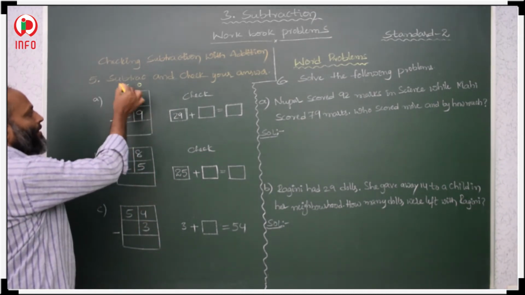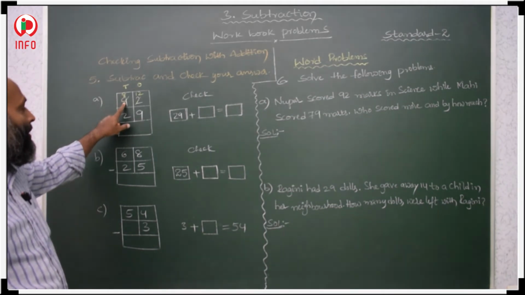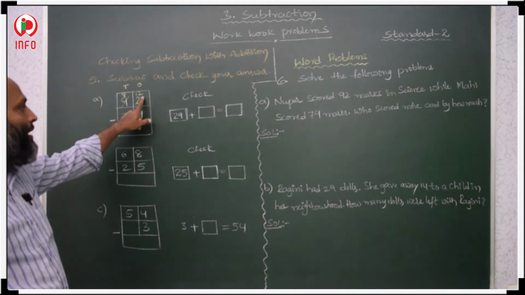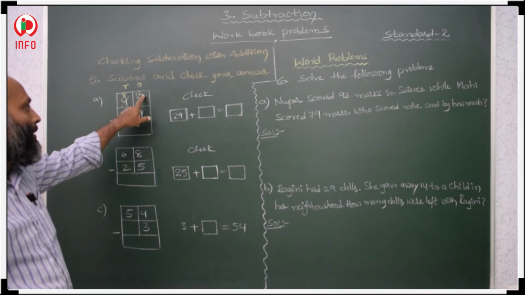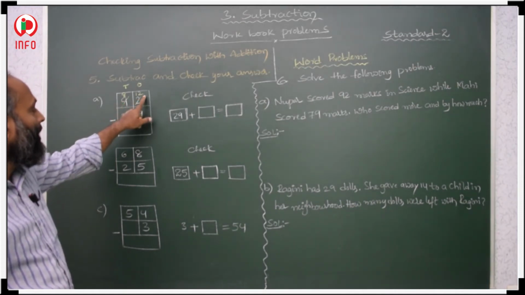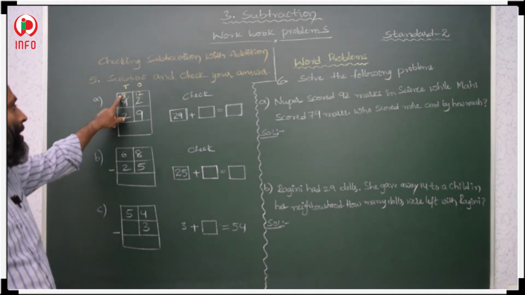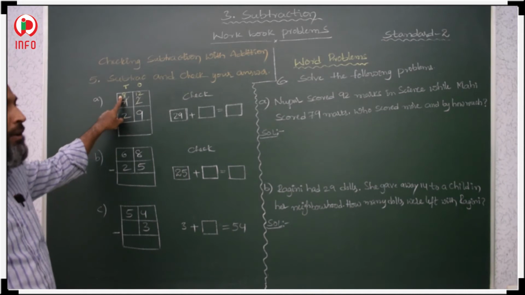9 tens is 90. In that 90, 1 ten will get here. So then 10 plus 2, 12. We will get 12 here. Out of this 90, 1 ten we get this side, and 8 tens left here. 8 tens left here. So this is regrouping.